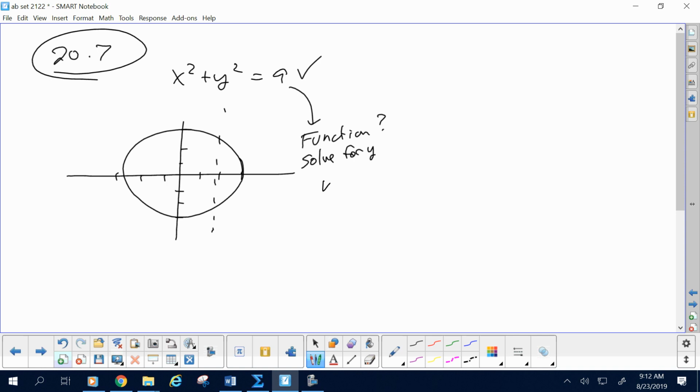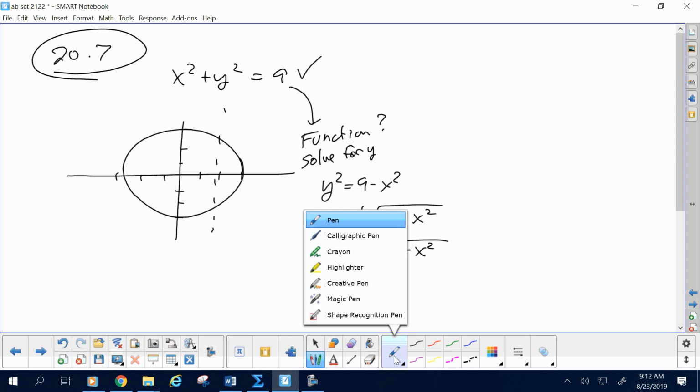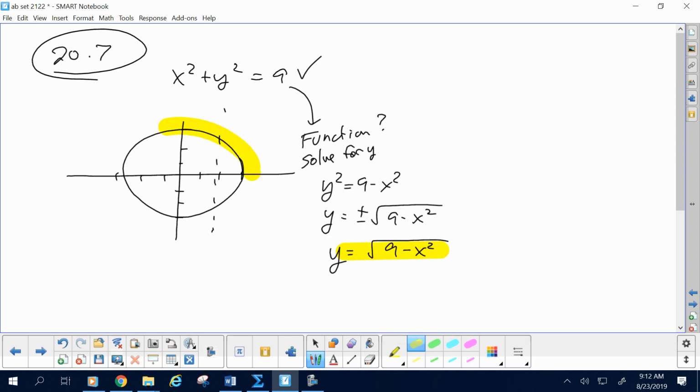If I do that, I get y squared equals 9 minus x squared, and y therefore is plus or minus the square root of 9 minus x squared. Now that actually makes sense because that's two equations. This isn't one function, but it is two. When y is positive square root of 9 minus x squared, that is the positive y's. And when y is negative square root of 9 minus x squared, that's negatives. And so together, that circle can be made by two different functions.